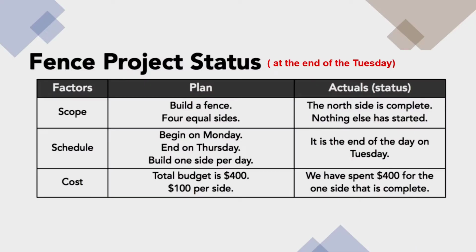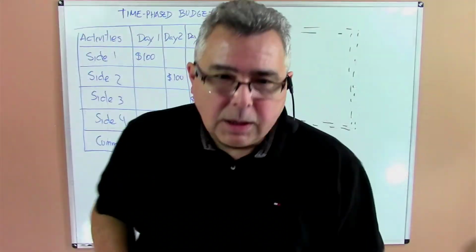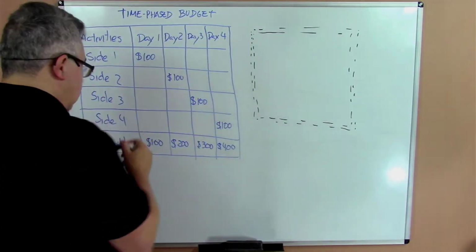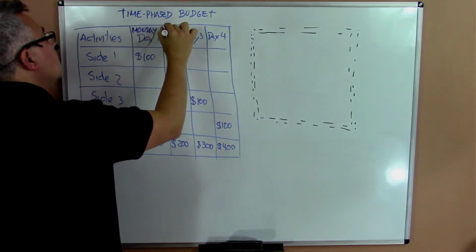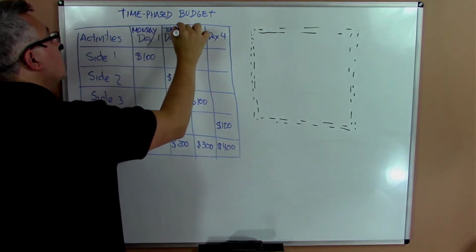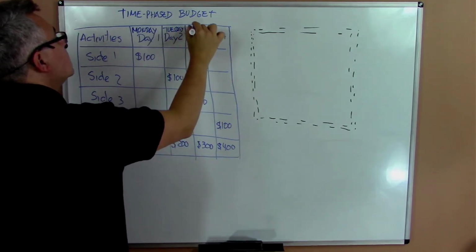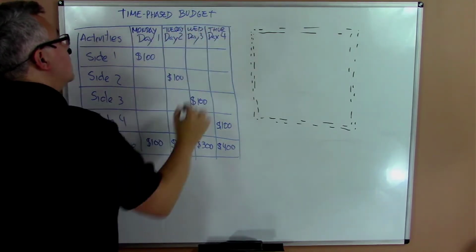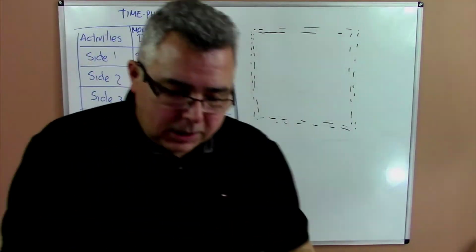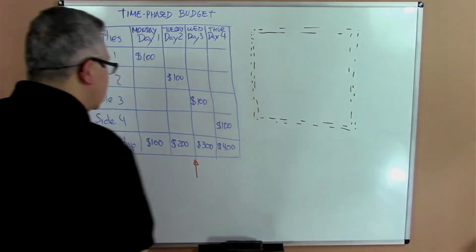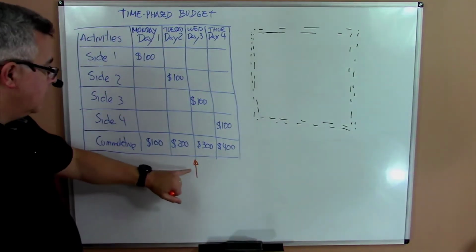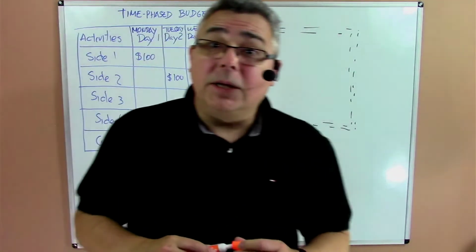At the end of Tuesday, the project manager shows up to check how the project is going. Day 1 is Monday, then Tuesday, Wednesday, and Thursday. Okay. The project manager shows up here to check the work, after the second day.